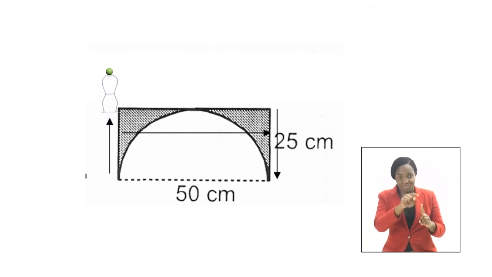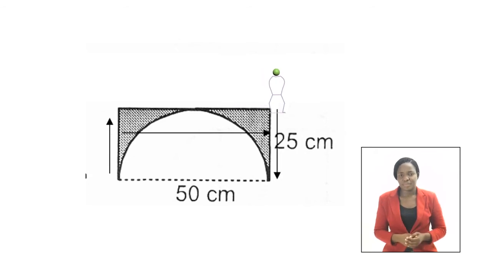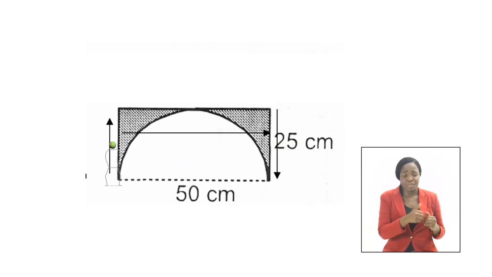That's 25 centimeters. Then he turns to the right and walks all along the length of the rectangle, which is 50 centimeters. And then he turns right again and walks down along the breadth of the rectangle, another 25 centimeters. Now he walks along a semicircle to get back to where he started. Yes, that's what I mean.